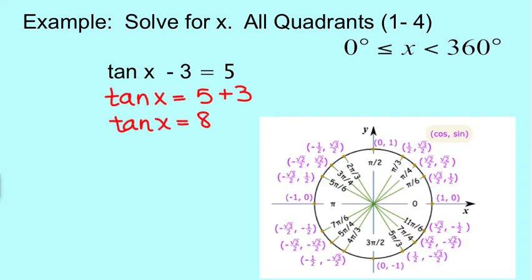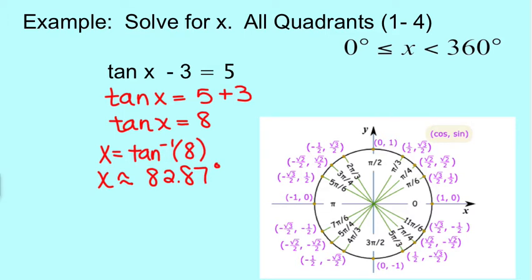We can't do it like the last problem because there's no ordered pairs on our unit circle that we can go ahead and find it. So let's use our calculator, make sure we're in degree mode. So x equals tangent inverse of 8. And let's see what kind of answer we get. And we get 82.87 degrees.